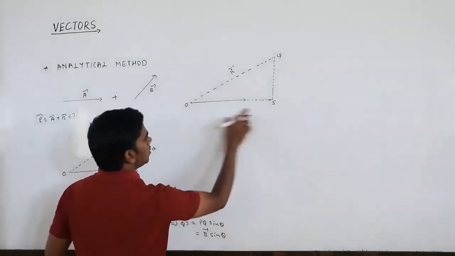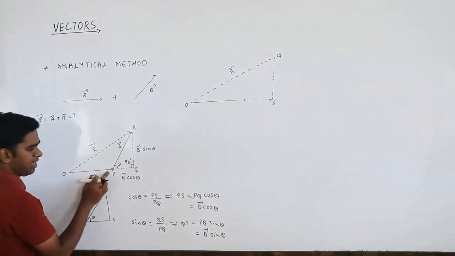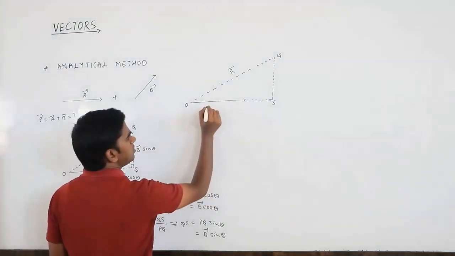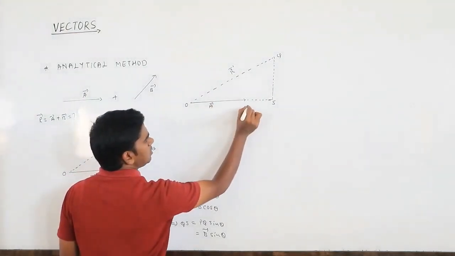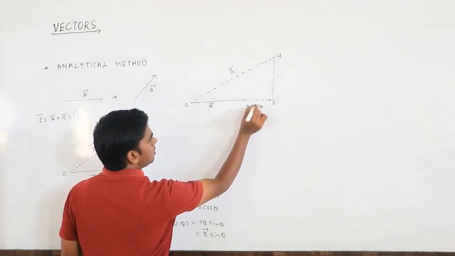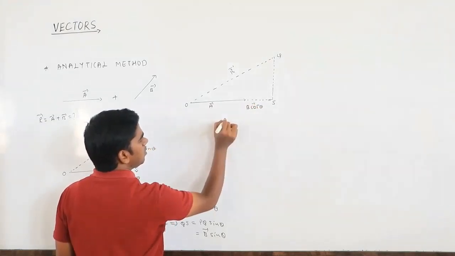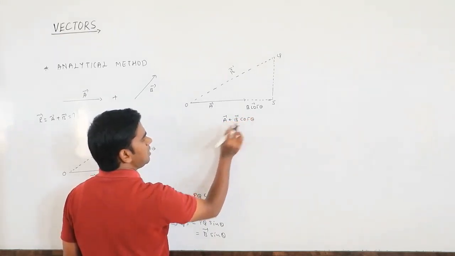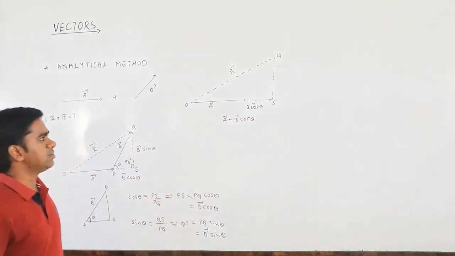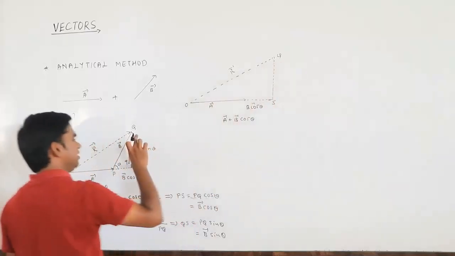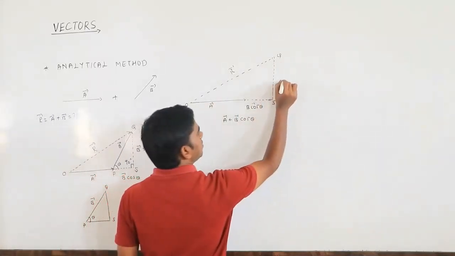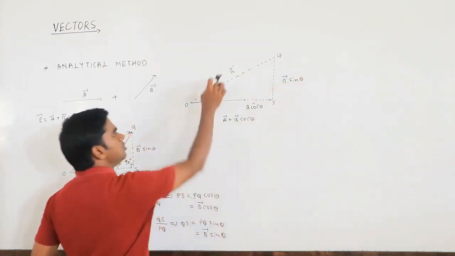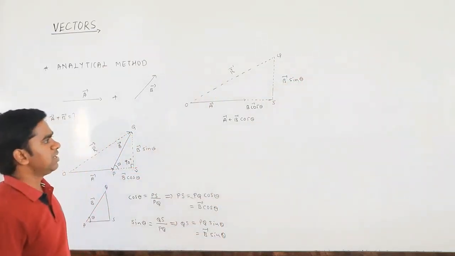So total you can write: from here to here it is A, here to here it is B cos theta. So total will become vector A plus vector B cos theta. What is this one? This is nothing but B sin theta. This is to R, already there, so no need to worry about that one.